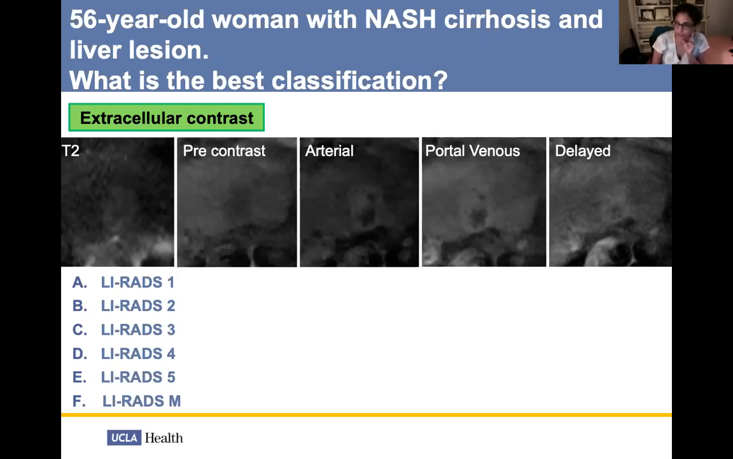And you can get some HCC-cholangio combos. So I guess it depends on if you were going to say there was washout in that upper part of the lesion, but otherwise I would call it an M.